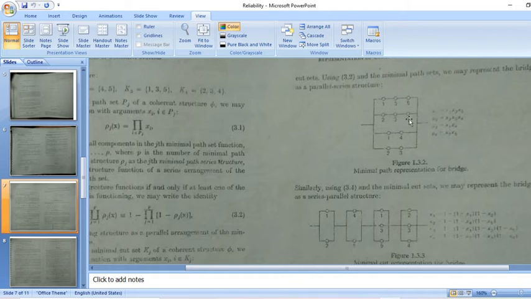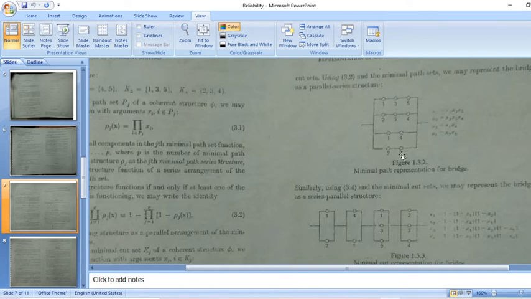So we can consider the entire system as a parallel connection of the subsystems consisting of minimal paths. Okay, the entire system can be considered as a parallel connection, because at least one path is required. So the system can be considered as a parallel connection of subsystems, where each subsystem consists of the minimal path components.